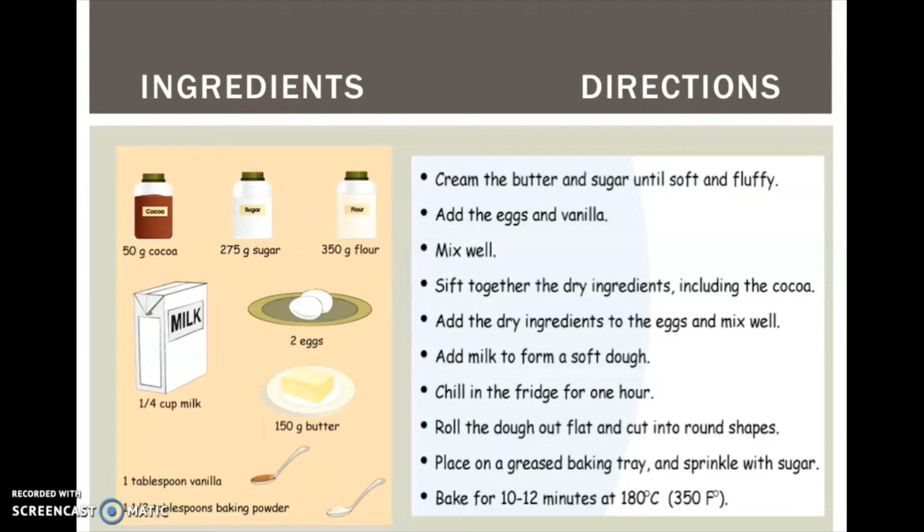Ingredients and directions. Our first ingredient here, as you can see, is 50 grams of cocoa, 275 grams of sugar, 350 grams of flour, 2 eggs, a quarter cup of milk, 150 grams of butter, 1 tablespoon of vanilla, and 1.5 tablespoons of baking powder.